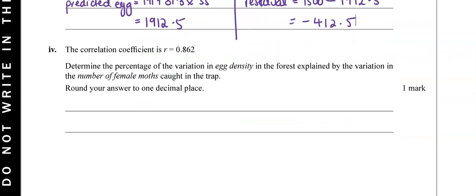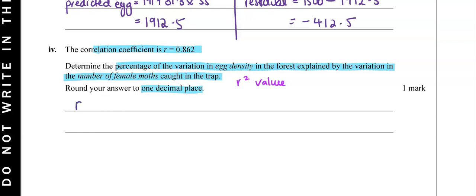Part 4, the correlation coefficient is R equals 0.862. Determine the percentage of variation in egg density in the forest explained by the variation in the number of female moths caught in the trap. So again, hopefully we're recognizing the format of that comment leads us to finding our R squared value. So we want to find that as a percentage and round our answer to 1 decimal place.